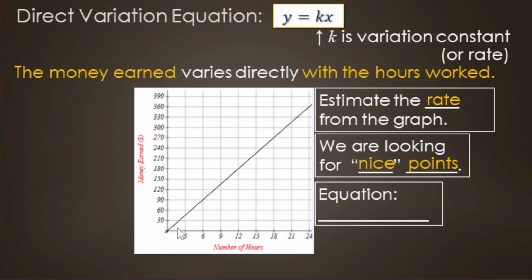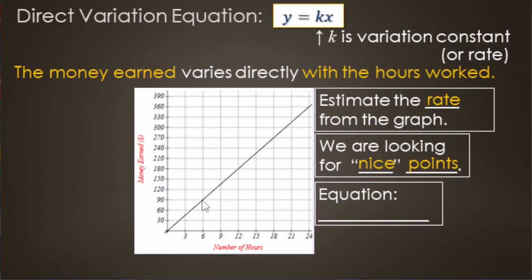So in this case here, we start there. Oh, this is not a nice point here. 30 we know is the money earned, but we don't know how many hours it is. But over here at the 3 hours, we know exactly that's 3 hours, but we're not quite sure how much money is earned there. So we keep going up.